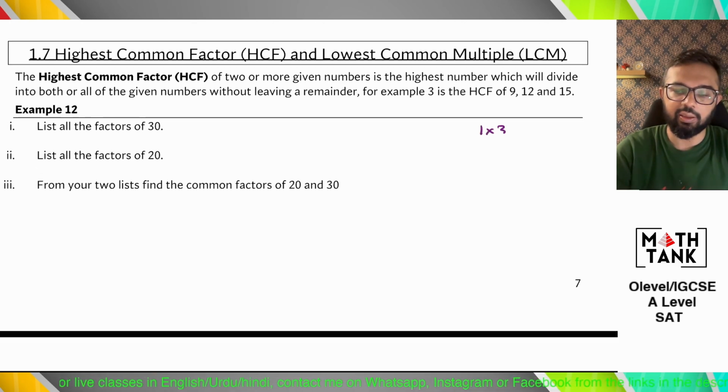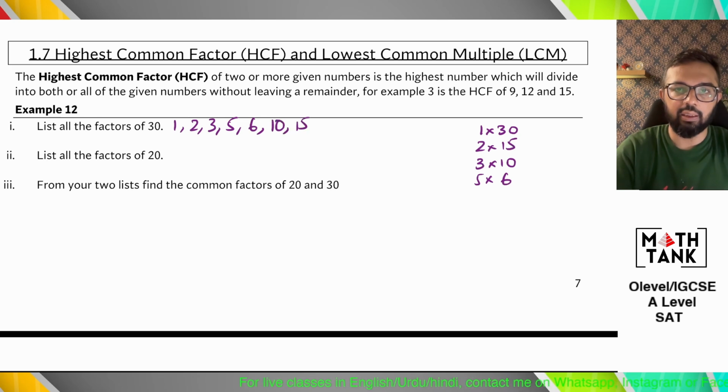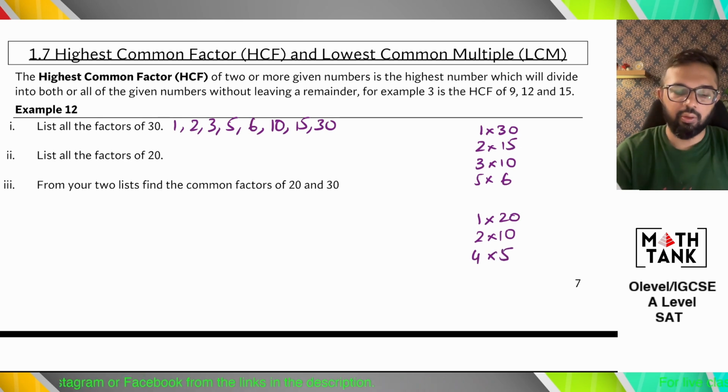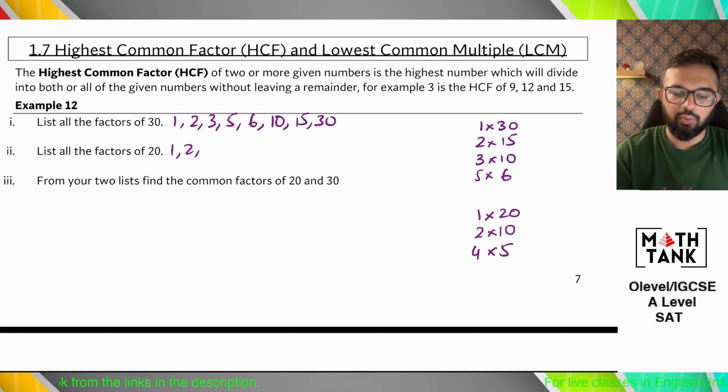So I'll start making a list. 3 into 10, it doesn't divide with 4, it divides with 5, 5 into 6, and then 6 into 5 is a repetition. So 1, 2, 3, 5, 6, 10, 15, and 30. Similarly, I make a list for 20. 1 into 20 is 20, 2 into 10 is 20, 3 into nothing, 4 into 5. So 1, 2, 4, 5, 10, and 20.